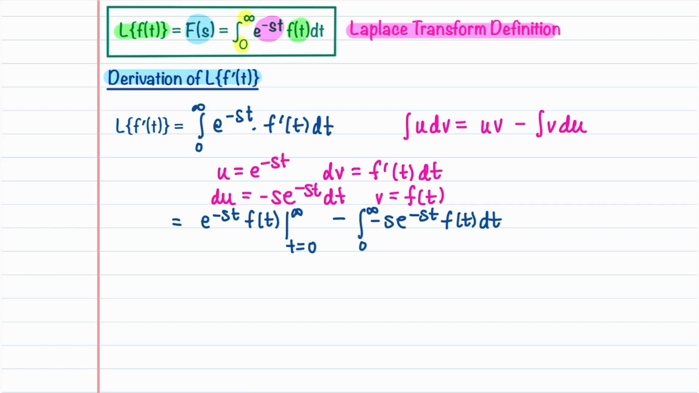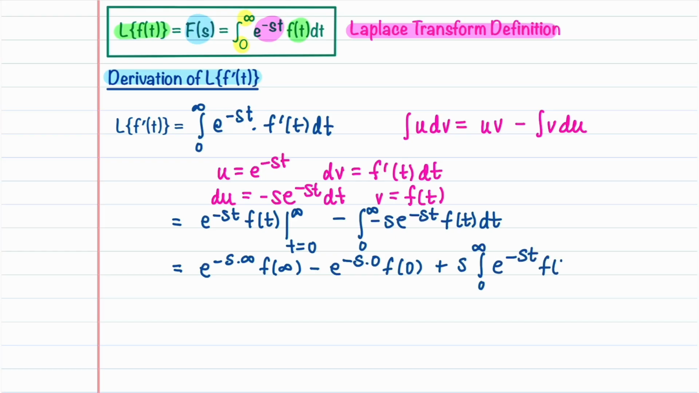Let's now simplify this. If we first apply the limits of evaluation, we have e to the minus s times infinity times f of infinity minus e to the minus s times 0 times f of 0. And then in this next integral, we have two negatives, so that becomes a positive. We can bring the s out in front, and we have the integral from 0 to infinity, e to the minus st times f of t dt. e to the minus infinity is going to go to 0, and here's what we get.